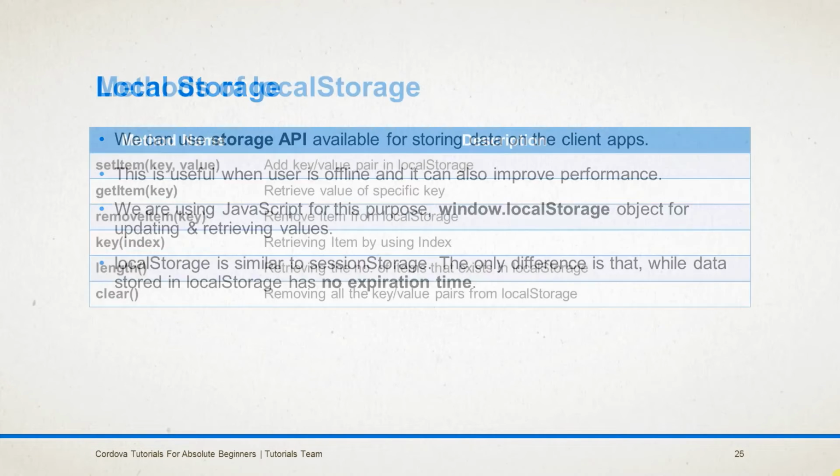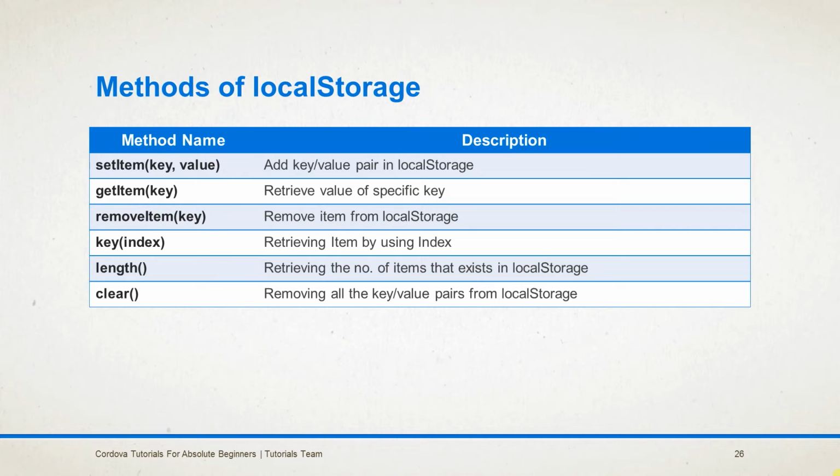Following are the methods of the local storage. By using the setItem method, we can add the key value pair into the local storage. With the getItem method, we can retrieve the value of any specific key. Using the removeItem method, we can remove the item from our local storage.